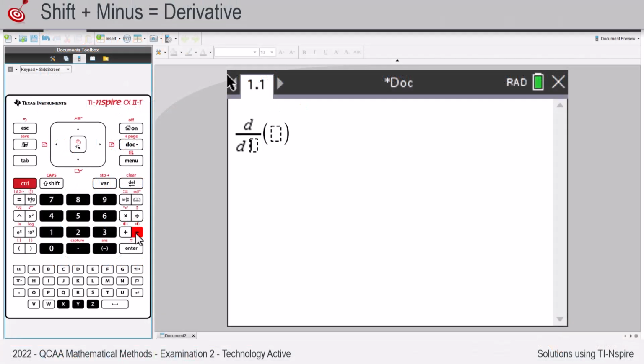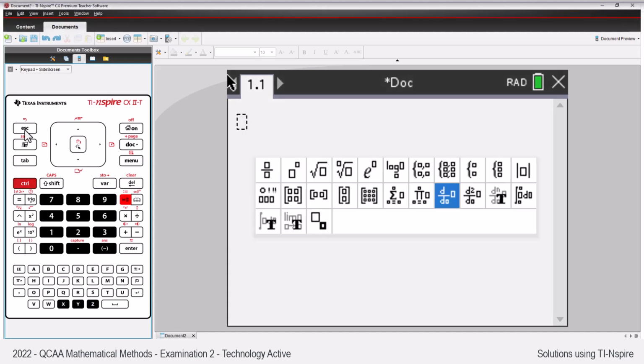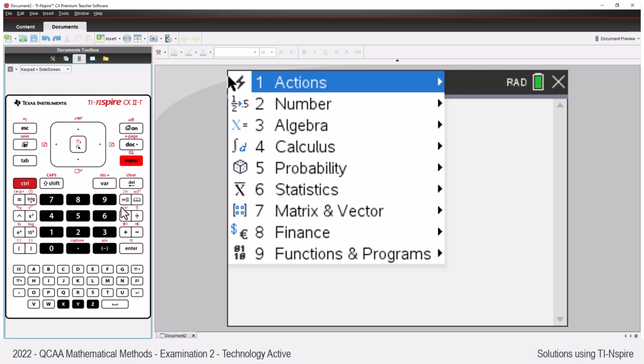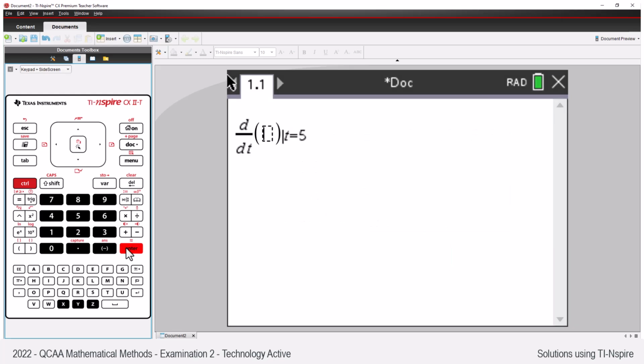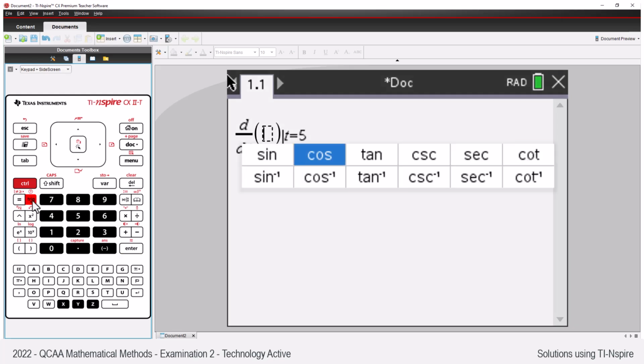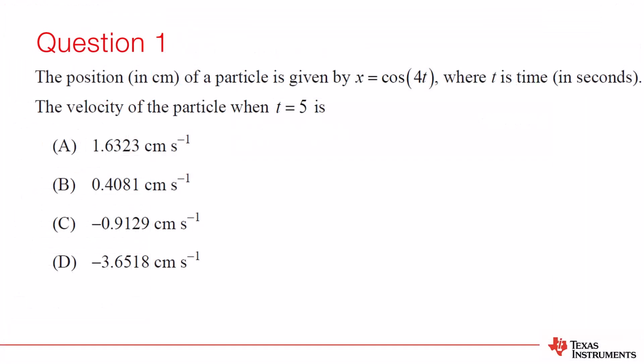I could use the keyboard shortcut for the derivative or the maths templates, but for this example I will use the calculus menu and select derivative at a point. Our variable is time, or t. We're asked to find the velocity when t equals 5, and our function is cos of 4t. We get an answer of negative 3.6518 centimetres per second, which aligns to option D. Most students did pretty well on that question.